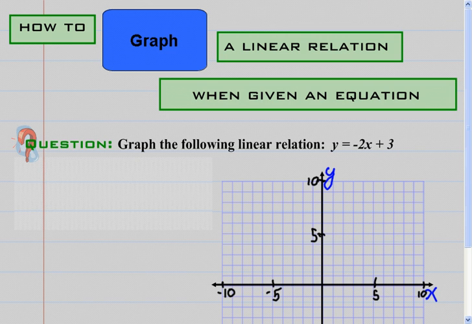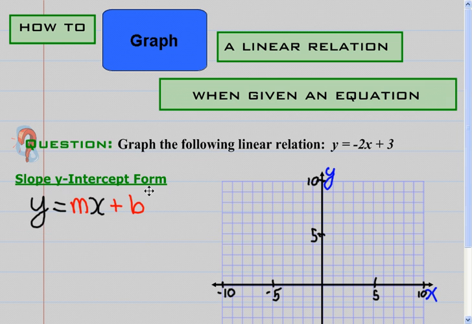In this tutorial, I will teach you how to graph a linear relation when given an equation. So here's the question. Graph the following linear relation, y equals negative 2x plus 3. The first thing you're going to want to do is make sure your equation is in slope-y-intercept form. That means the y must be isolated.